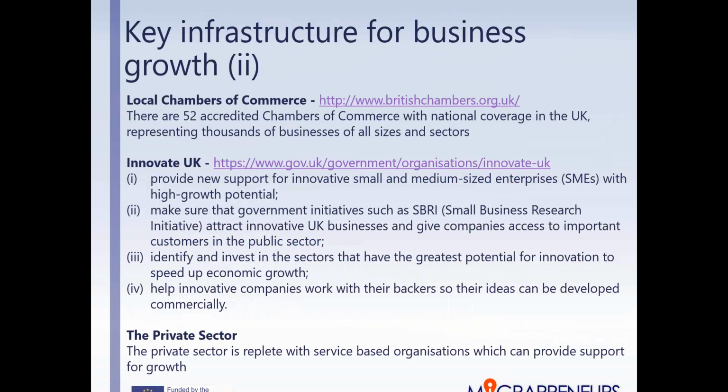And of course the private sector as well has a lot of organisations which can provide support in terms of training or networks or HR or anything that you need support with in your business. Googling is really worthwhile for finding places in your area and your region that can help you with whatever you need, and there is a lot of support out there.